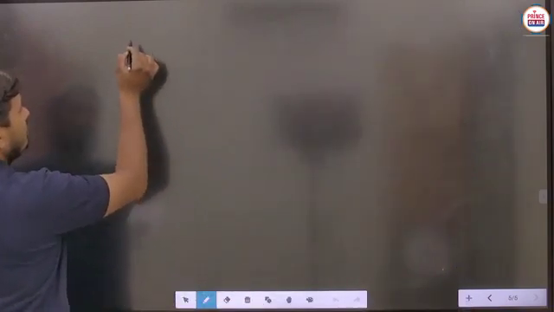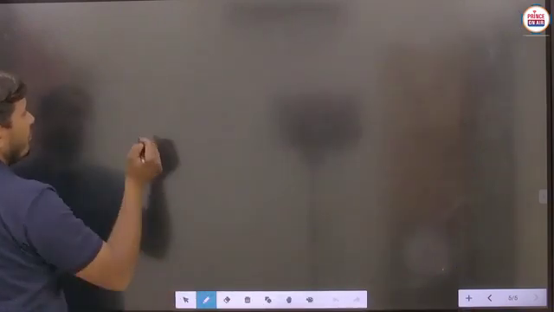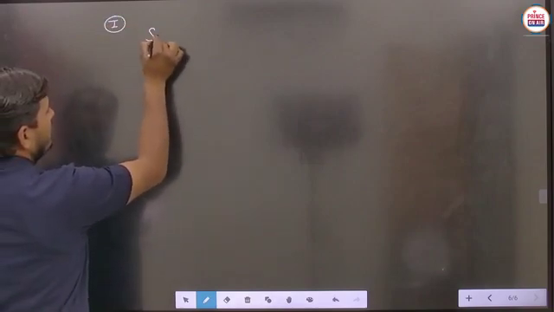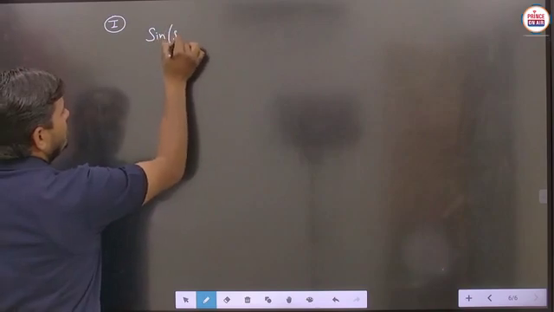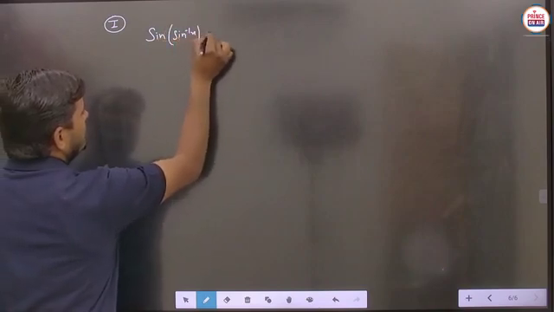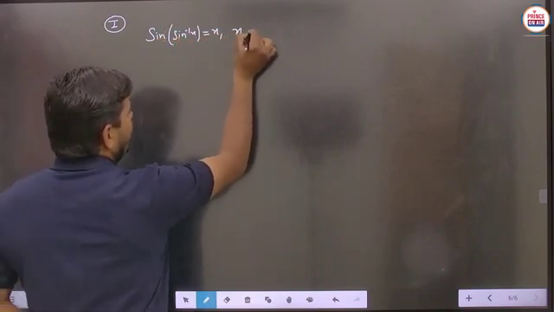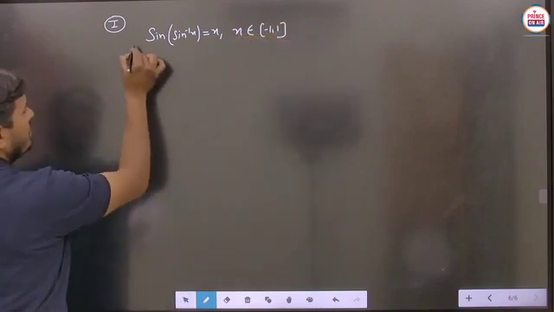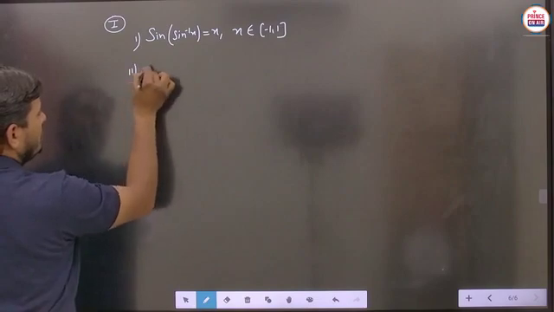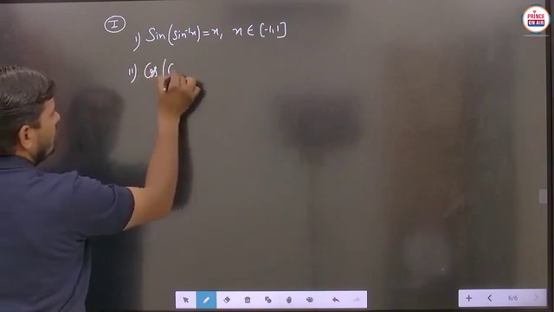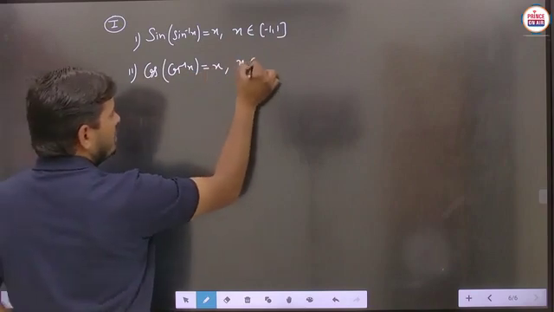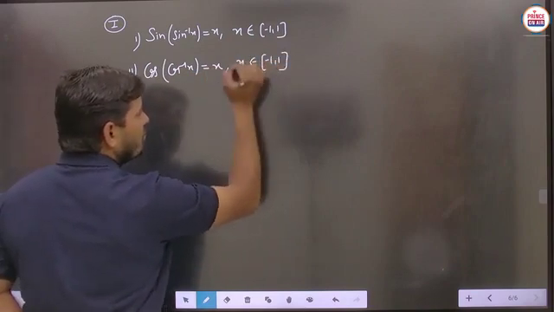So we will write each and every property. So students, in this very basic first property, we have to say that sine of sine inverse x will be x if x belongs to minus 1 to plus 1. Similarly, in this second part, we are saying that cos of cos inverse x will be written as x. Again, x belongs to minus 1 to plus 1.